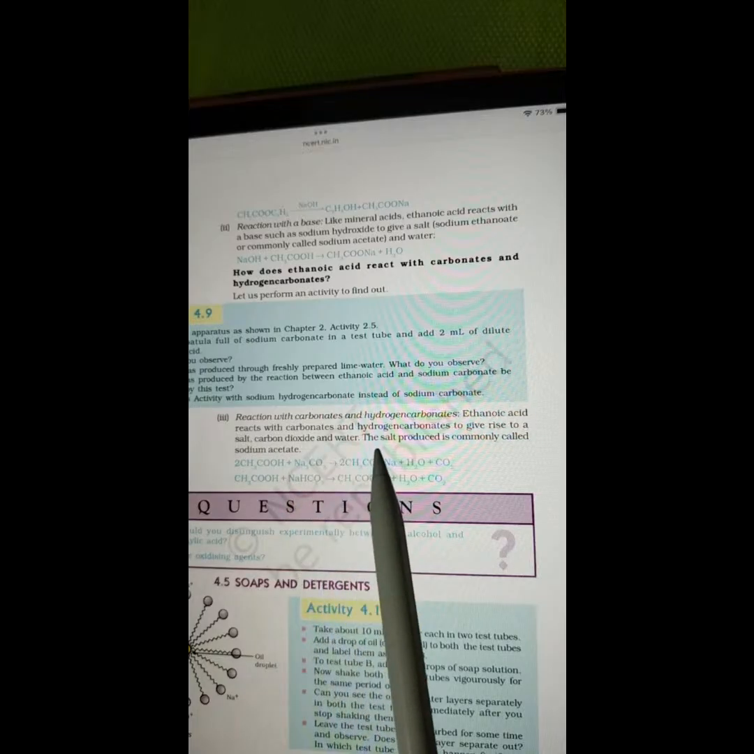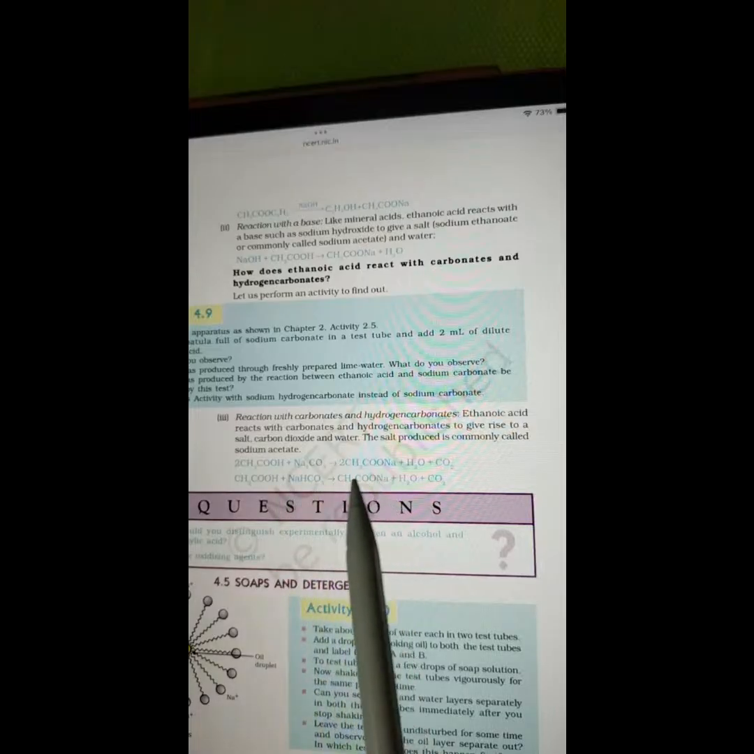Now, this part: reaction with carbonates and hydrogen carbonates. Ethanoic acid reacts with carbonates and hydrogen carbonates to give rise to a salt, carbon dioxide, and water. The salt produced is commonly called sodium acetate. So, these are the reactions that are given to you. This is acetic acid or ethanoic acid along with sodium carbonate. It is going to give you sodium acetate. And here, ethanoic acid is mixed with sodium bicarbonate, and again sodium acetate is formed, along with water and CO2.